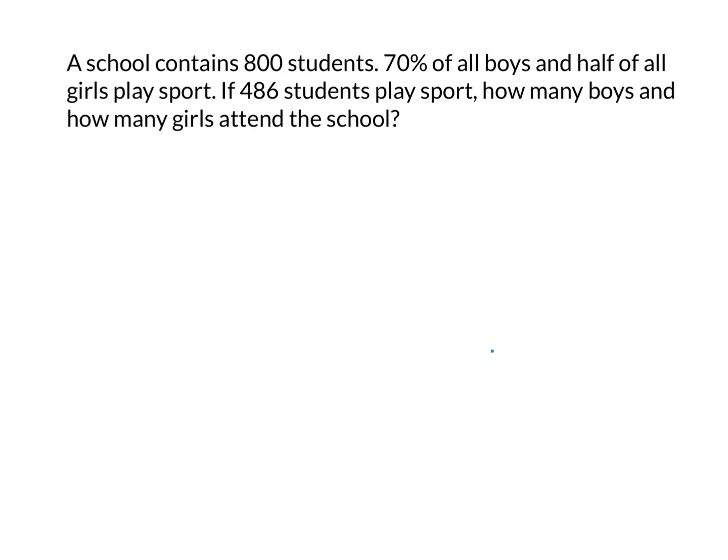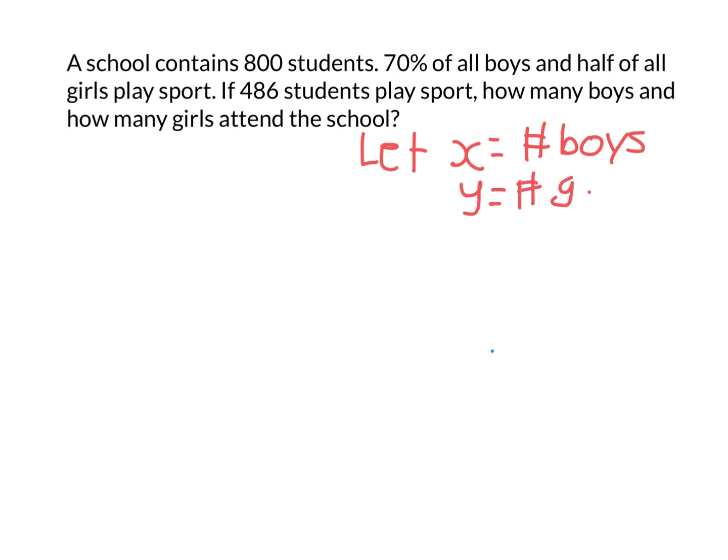So let's start by defining two variables. What we're going to do is let x be one of the things we're trying to find. So I'll just let x be the number of boys who attend the school, and then we'll let y be the other thing I'm trying to find. So y will be the number of girls attending the school. All right, we need to form two equations from two bits of information. First says a school contains 800 students. So the number of boys plus the number of girls is 800.